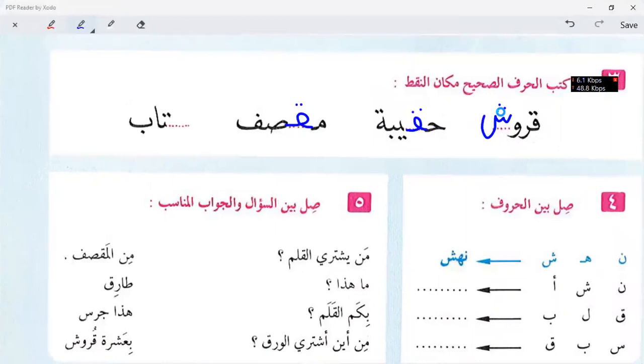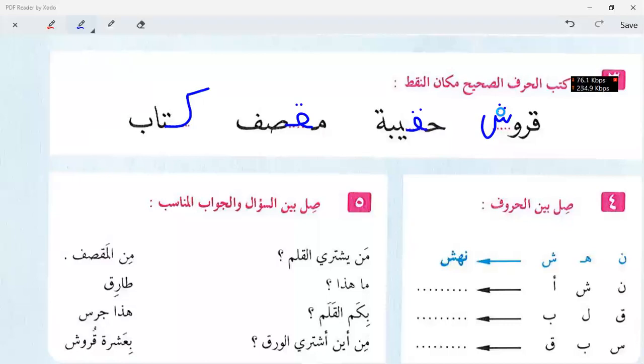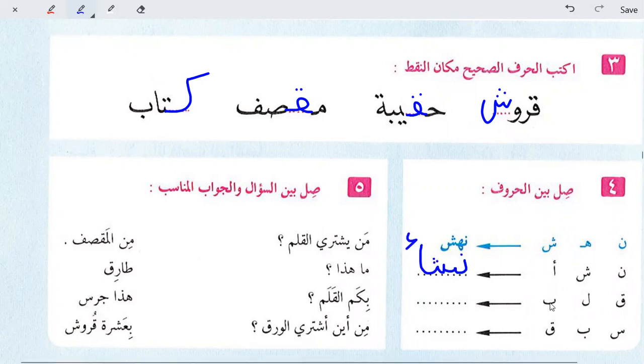What is the Arabic for book? This one is kitab. In the next question, you will just join them and they will become a word. So make the word. You just need to join them and they will become a word, like nahash. What is the word in the next one? Join them. Nasha'a. Okay. Then join these three letters.